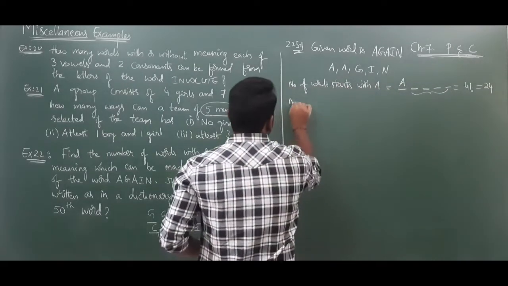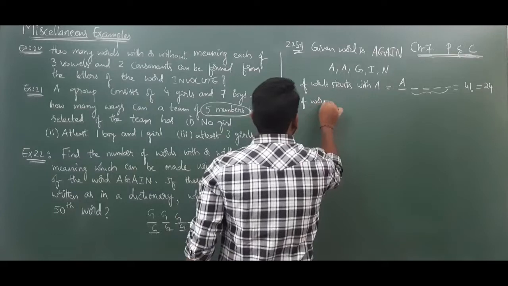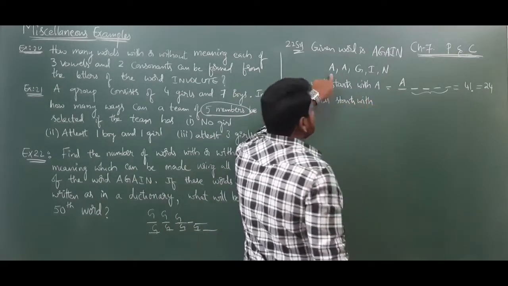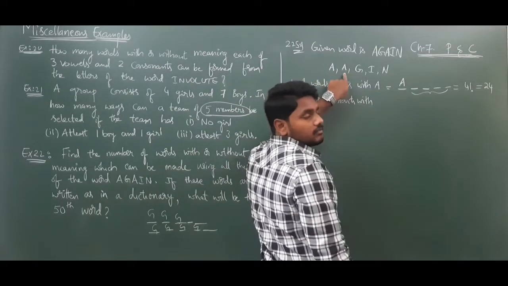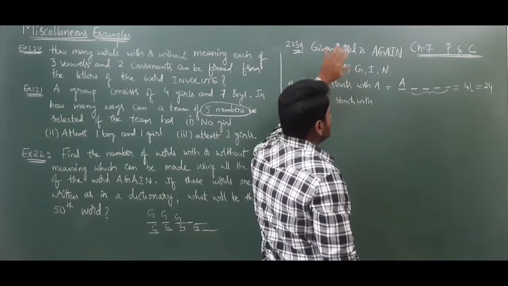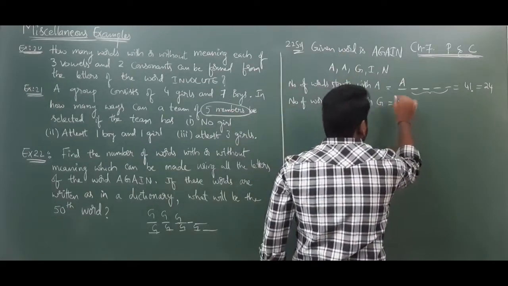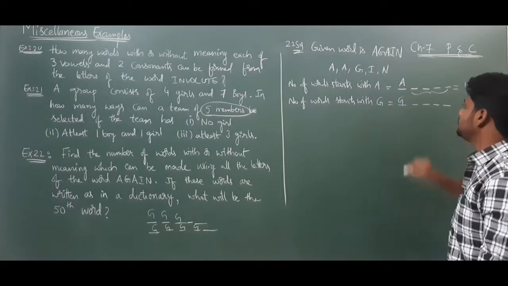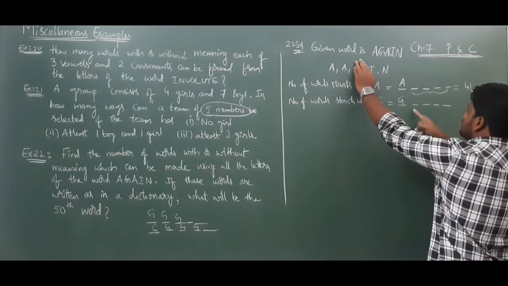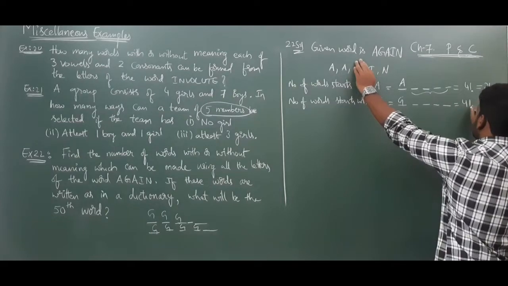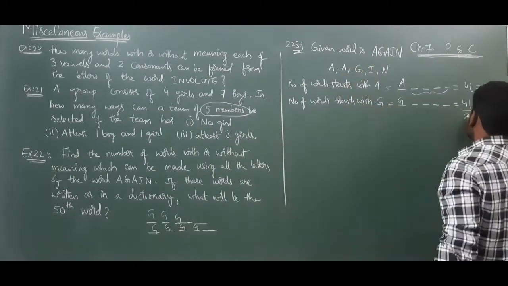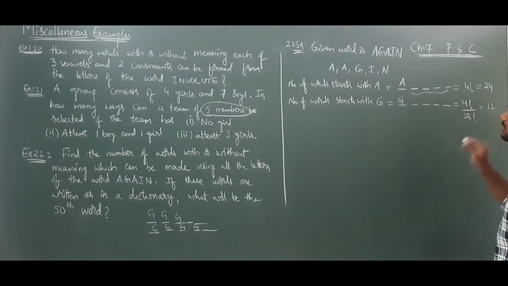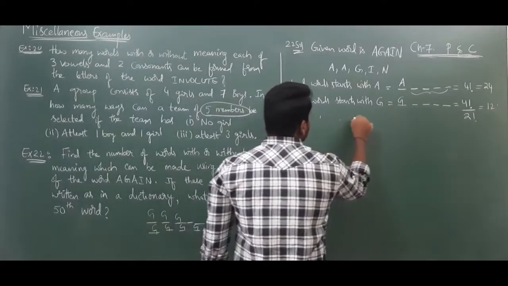Next, number of words that start with, see, A is over. After that not A. Why? Because both are A only. A is once finished. Next with G. G is fixed. So the remaining 4 places can be filled in 4 factorial ways divided by 2 factorial. Why? Because A is repeated 2 times. 4 factorial is 24, 24 by 2 is 12.